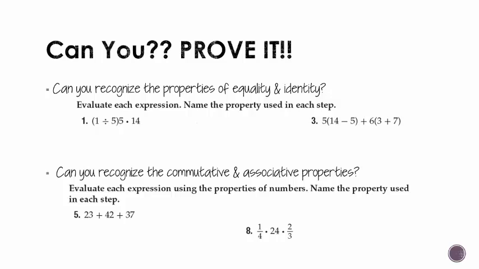So I want you to evaluate the expressions and then name the property that you used. The first two should be properties of equality and identity. Commutative and associative should be the last two, numbers 5 and 8.